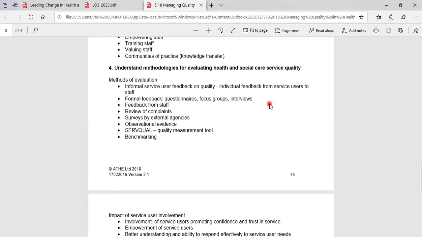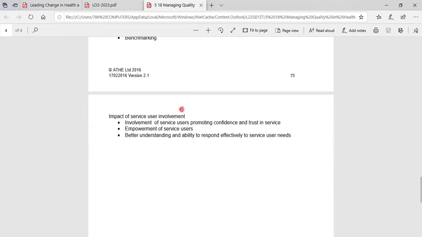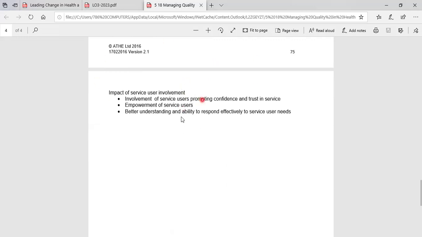ServQual is a quality measurement tool. You can talk a bit about this. You can have benchmarking. You can have yardsticks that are there to achieve quality. And then the impact of service user involvement.